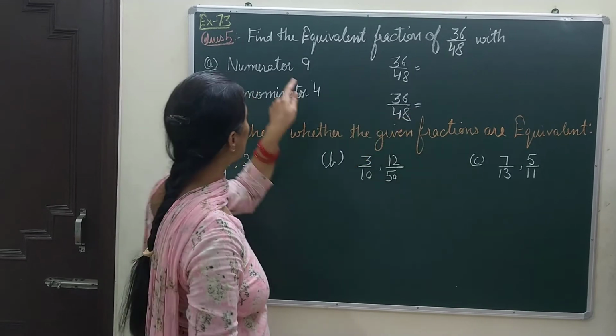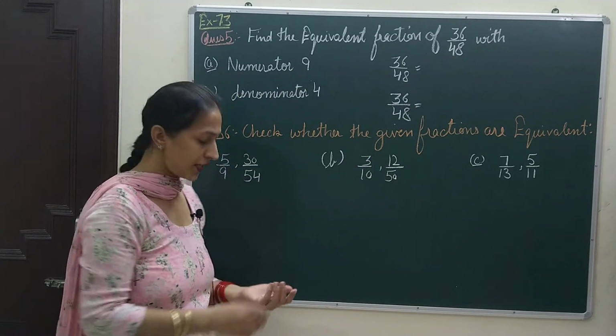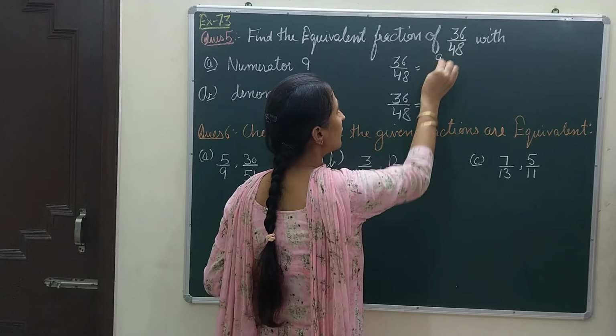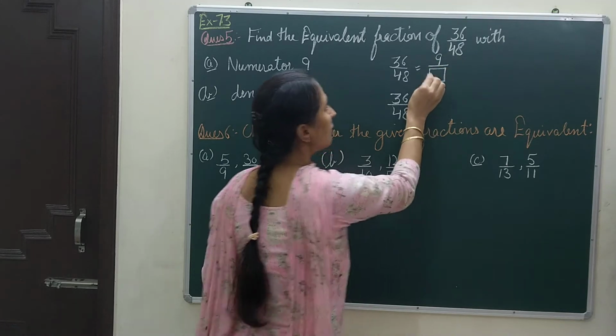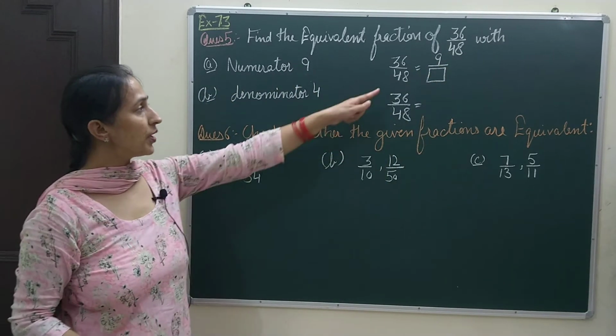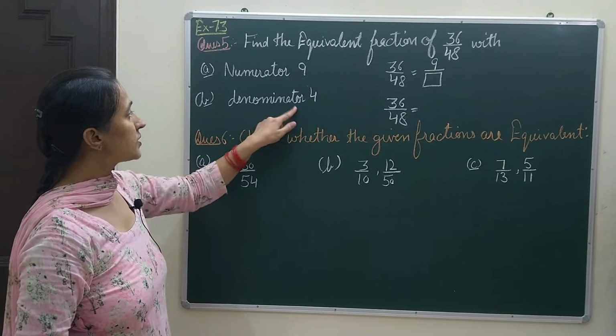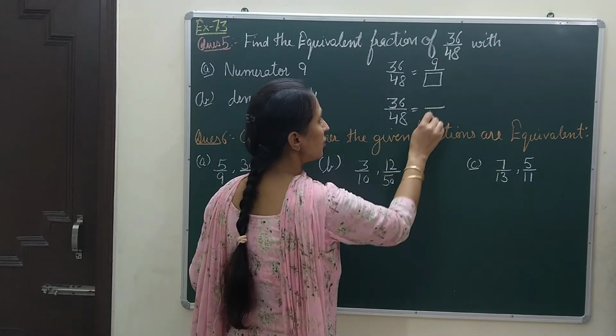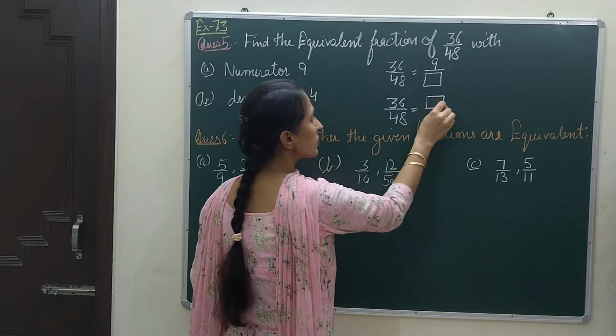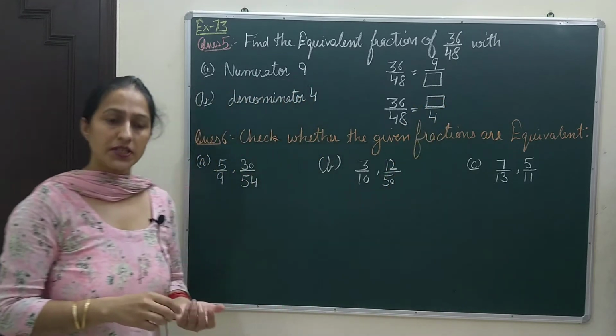Now in the first part, we are asked that numerator should be 9. So I need numerator 9 and for denominator I am not given anything. So I will put a box there. B part is denominator should be 4. So in denominator I need 4 and box is empty. That means numerator is not given.